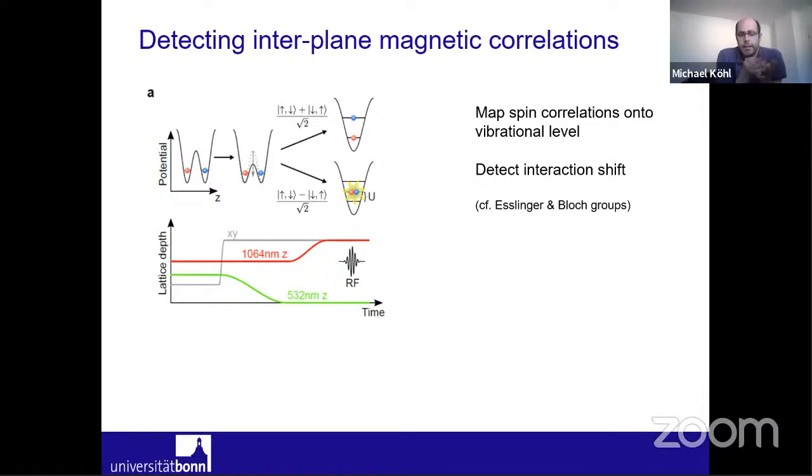And this we can detect spectroscopically, because if two particles are in the same state, they have an interaction shift of U, which we resolve with RF spectroscopy. In the other case, there is nothing. And with this, we can then measure basically the contribution of the singlet state to our original state. And this measures the degree of antiferromagnetic correlations between the layers.